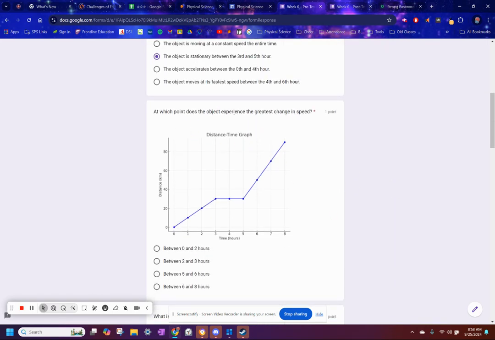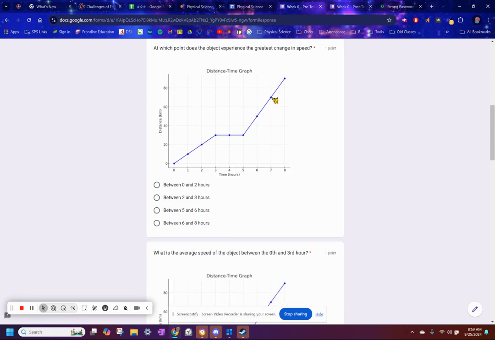At which point does the object experience the greatest change in speed? That's going to be here. Bigger slope, more speed, and so that's between 5 and 8. Do we have a 5 and 8?